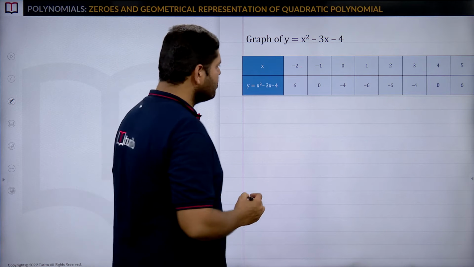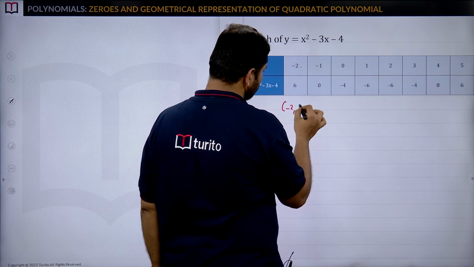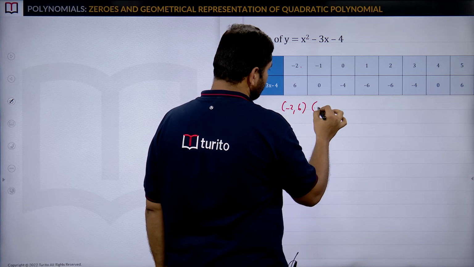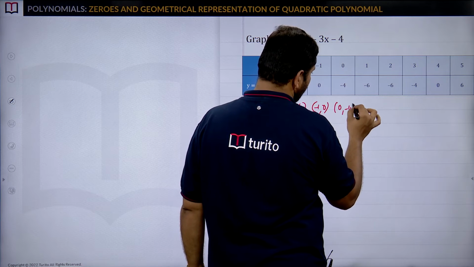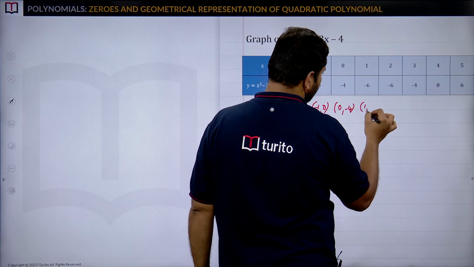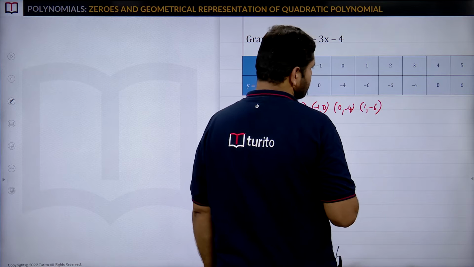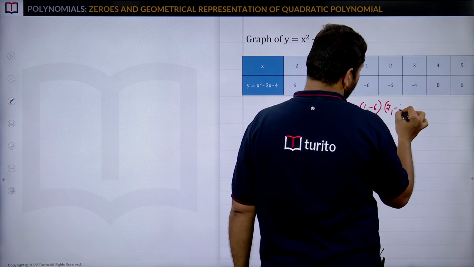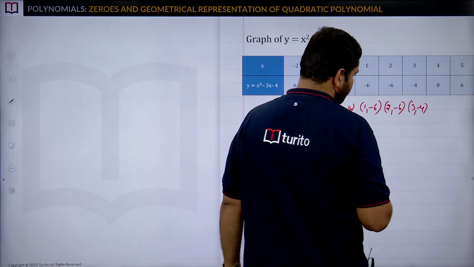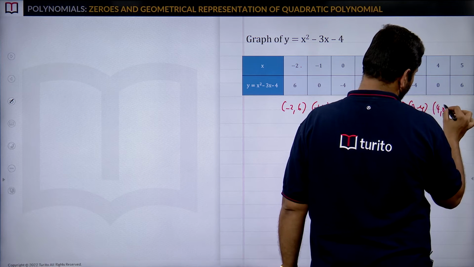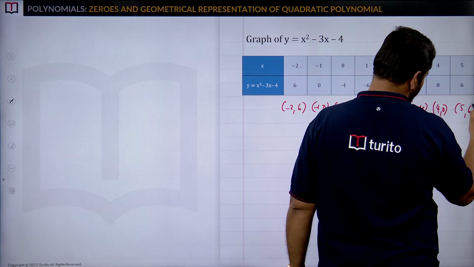Then tell me children, what are the coordinates? Here the coordinate is minus 2 comma 6. Here coordinates are minus 1 comma 0. Here coordinates are 0 comma minus 4. Here coordinates are 1 comma minus 6. Here coordinates are 2 comma minus 6. Here coordinates are 3 comma minus 4. Here coordinates are 4 comma 0 and this is 5 comma 6.